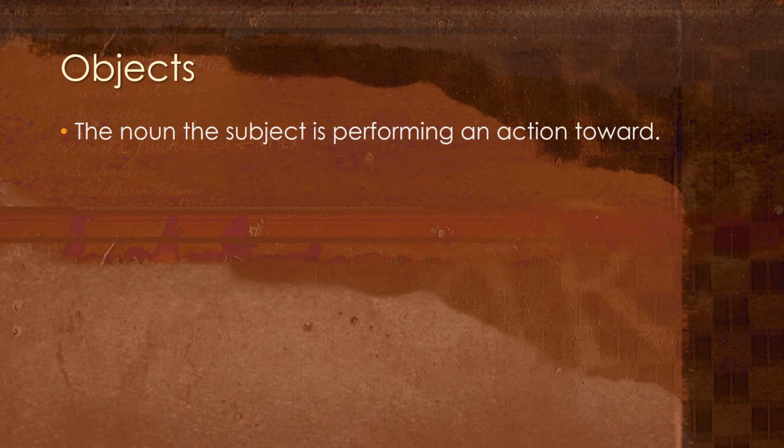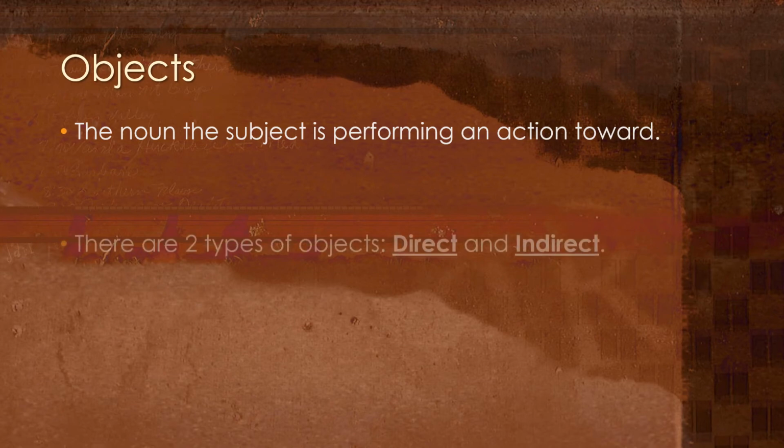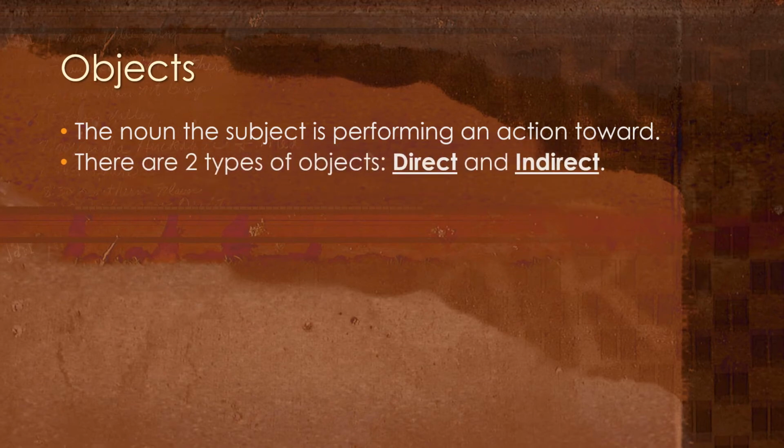Okay, so again, this gets a little bit more complicated, but bear with me. We have two different types of objects. We have direct objects and indirect objects. A direct object is usually a second noun that is added in a sentence. It's whatever noun is being affected by whatever the subject is doing. Okay?